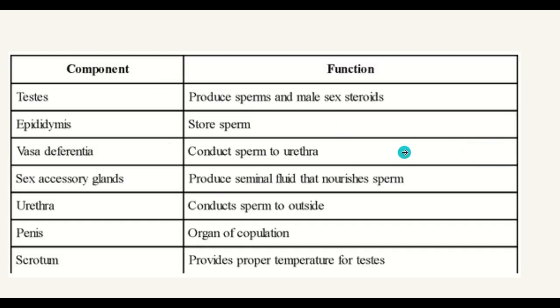Right, so this is a quick function for each of them. So testes produce sperm, the epididymis stores sperm, the vas deferens is what transports or conducts the sperm to the urethra, and then you have accessory glands, which are not necessarily there on that diagram, but they produce seminal fluid that nourishes the sperm.